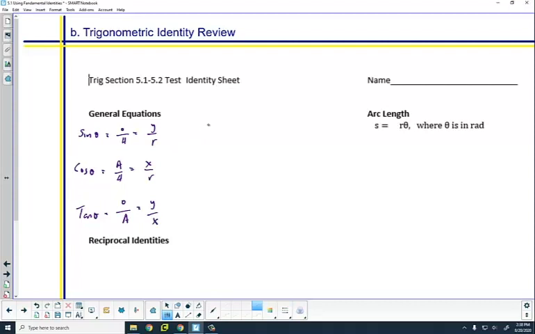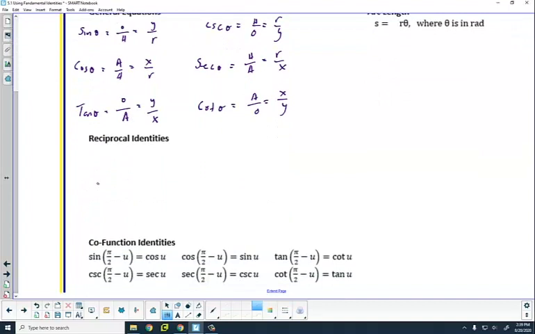And we have our cosecant, which is our reciprocal, hypotenuse over opposite, r over y. Secant is our reciprocal of cosine, that would be h over a, r over x. And cotangent is our reciprocal of tangent, adjacent over opposite, x over y. All right, the reciprocal identities you should know. Let's start with sine. Sine theta is 1 over cosecant.